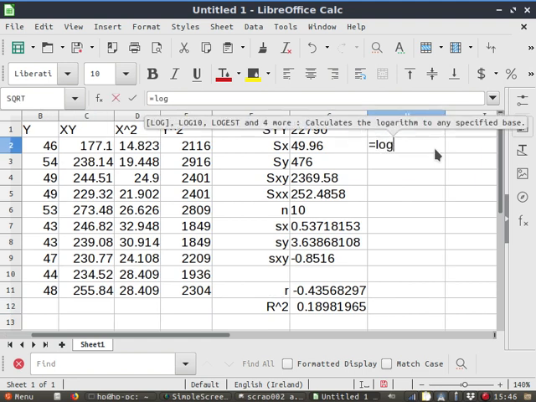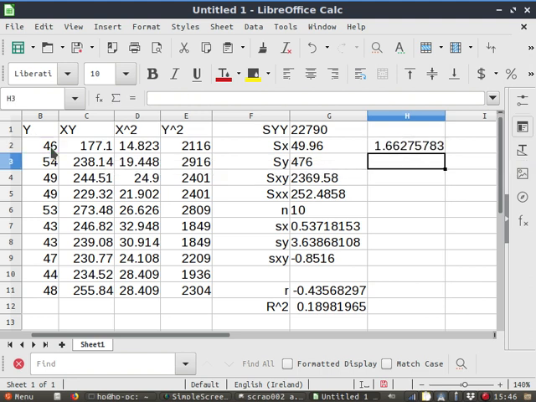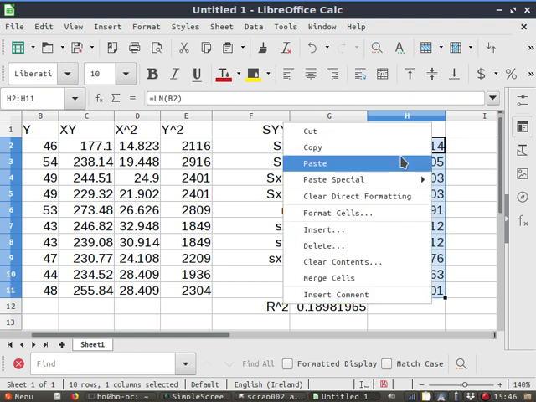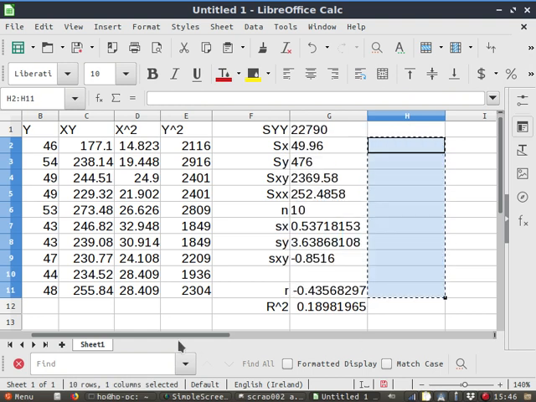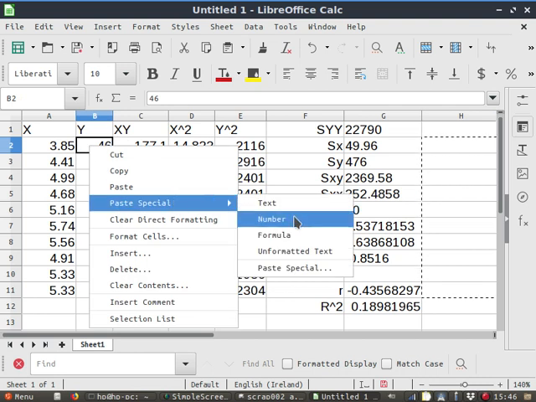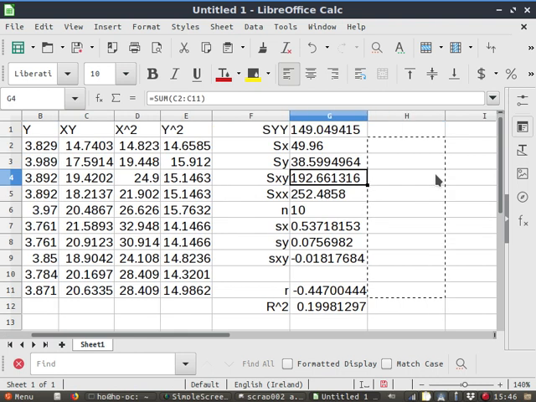Why do you use the log? I'll explain that in a second. Log 46. Well, it doesn't matter which base you use. I think this might be using base 10, but I'll use base e. Oh, e. Is this ln? Yeah, ln. Wait, the ln is base e? Yeah. Wow.